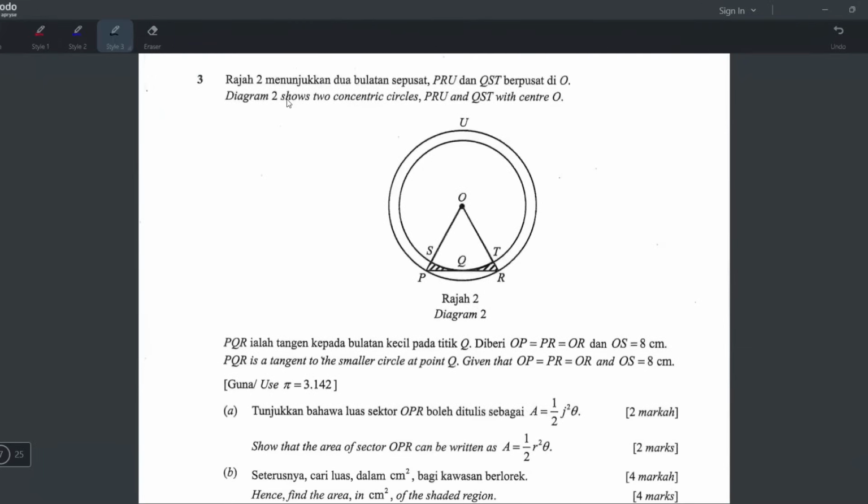Okay, let's do number 3. What chapter is this? I think it's Form 5 chapter 1. Yeah, definitely, because it's a circle. So this chapter is called circular measure. In Bahasa Melayu, sukatan bulatan.